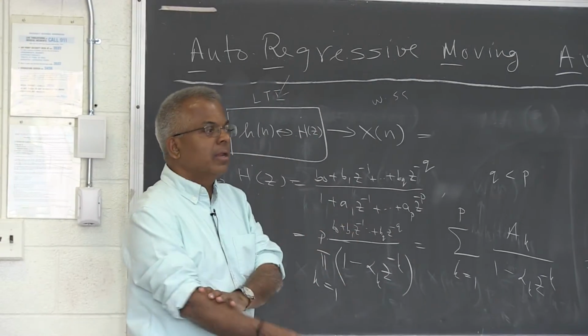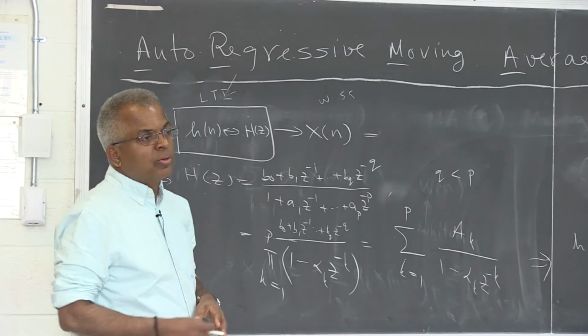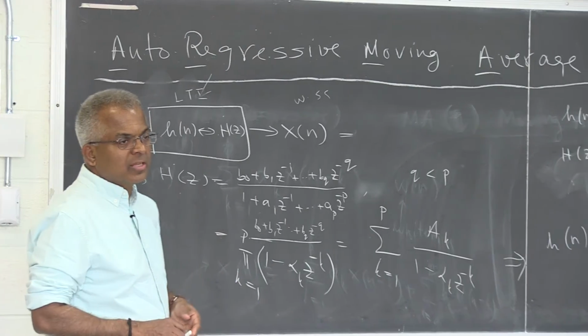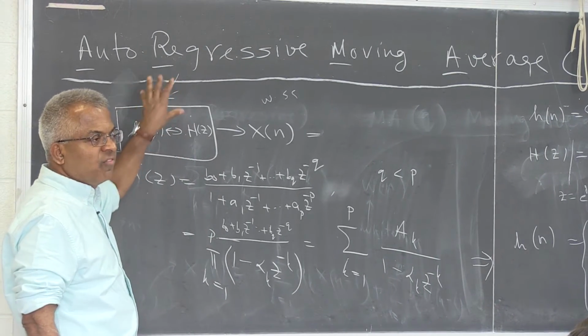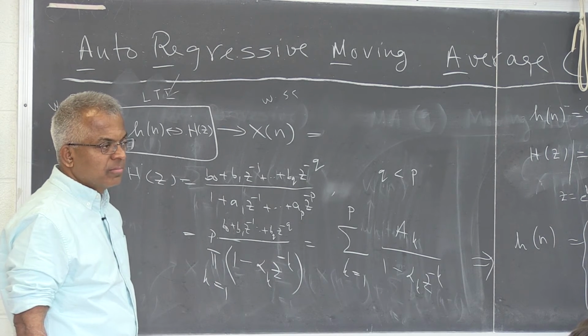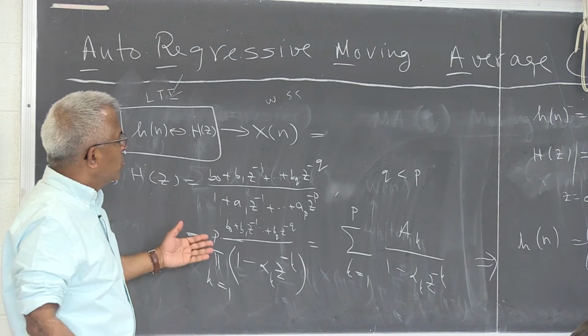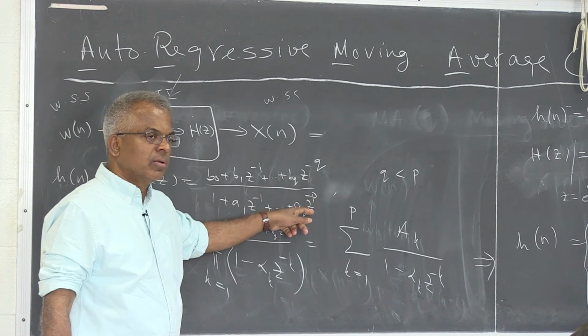So if you see a phenomenon in nature, a good question to ask is, can I approximate or represent that natural phenomenon by an ARMA process? Then of course the question is, what should be, these are called the model order.